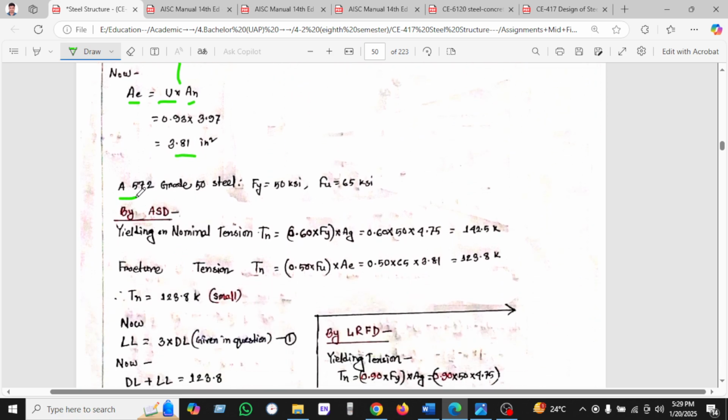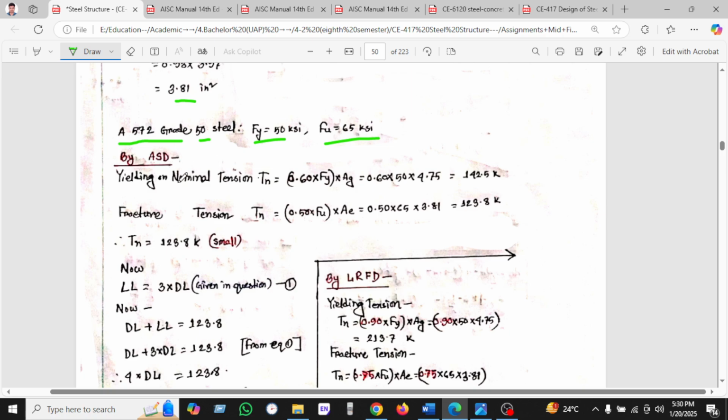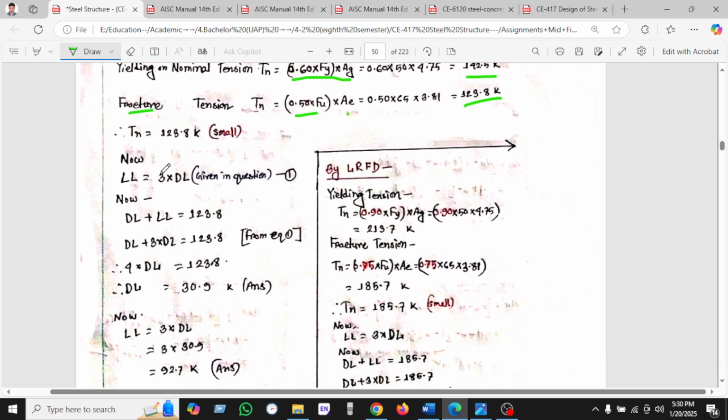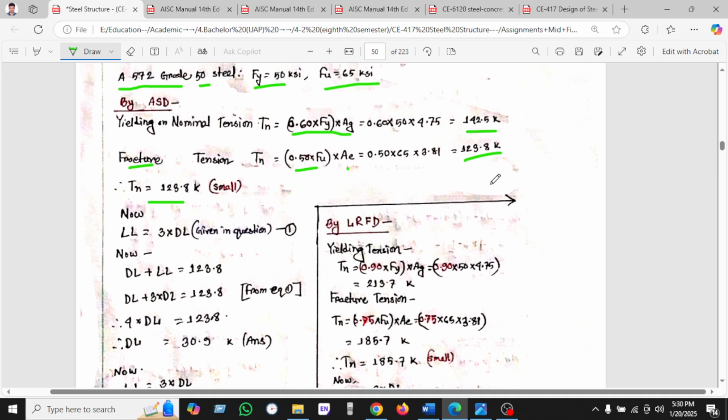Now, as A572 grade 50 steel, we know for 50 grade steel Fy will be 50, and Fu ultimate will be 1.5 into 60, which is 65 ksi. Now we'll calculate by the ASD method. So we know 0.60 Fy into Ag, putting this value we found it here. For fracture, we are using 0.50 into Fu into Ae, and found 125. Now we have found two types of load, and we are taking the smaller load, which is 123.8.